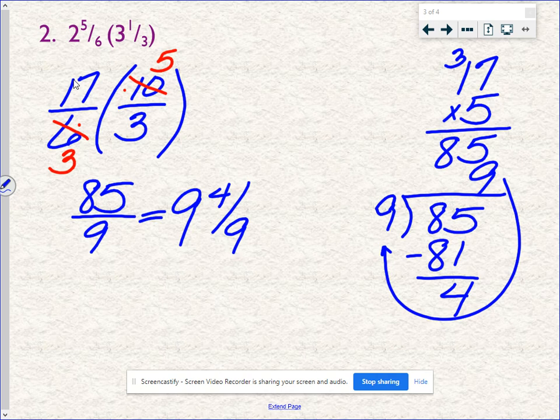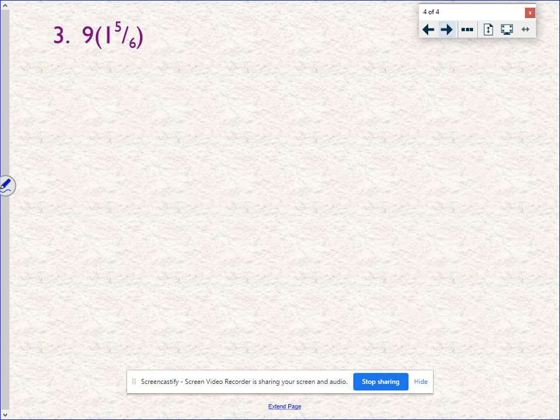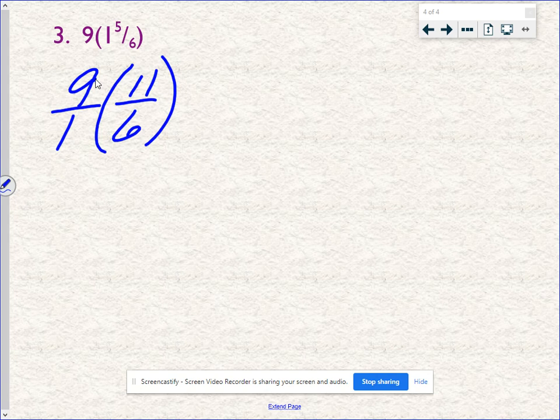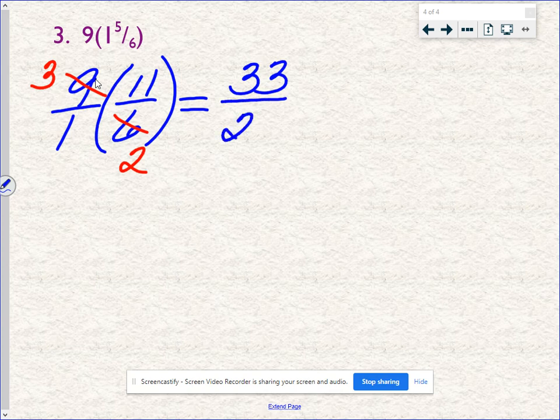Okay? Our third example, I have to bring in a whole number. We have to remember what to do with whole numbers. Hopefully you're saying to yourself, just put it over 1, which is exactly correct. You say 9 over 1 gets multiplied by the magic C, gives me 11/6. Now we look to see if we can cross cancel, which we can. 3 goes into 6 twice. 3 goes into 9 3 times. We then say 3 times 11 is 33. 2 times 1 is 2.